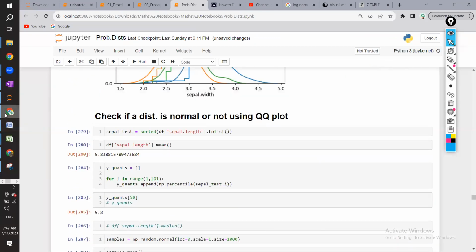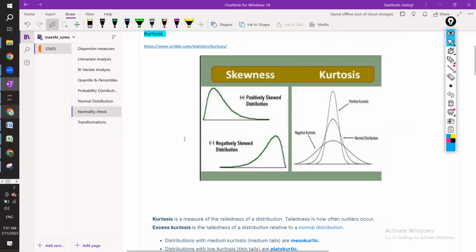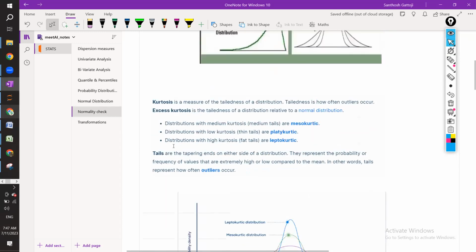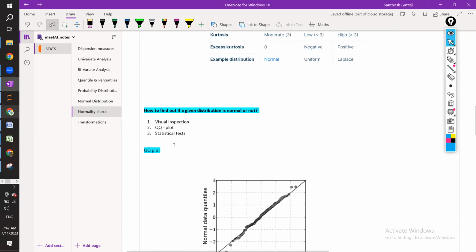Okay, good. So tomorrow we are going to see a few things. We are going to cover new concepts called skewness and kurtosis. Whatever we are studying is fine, but first of all, how do we find out if a distribution is normal or not? By drawing the plot you can see, but every time you cannot draw a plot, so there are some other ways.